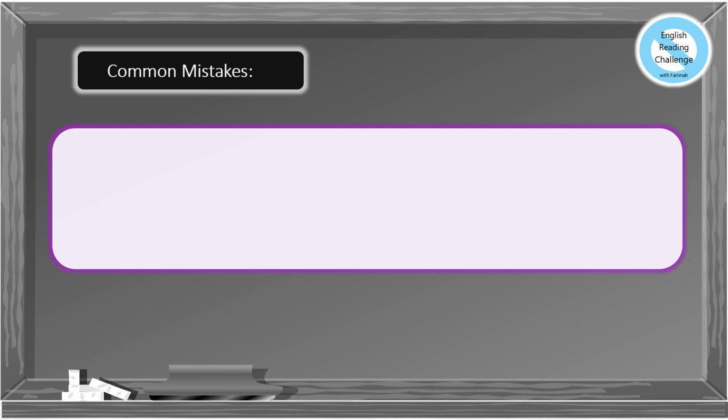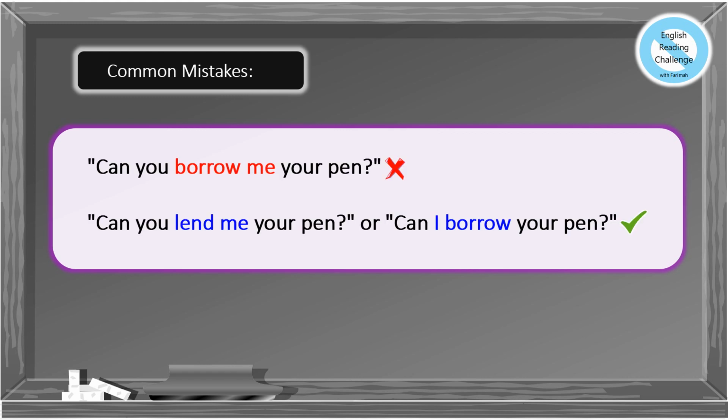Common mistakes related to the usage of borrow and lend often stem from confusion between the roles of the two words. Here are some common errors and tips to avoid them. Incorrect use of borrow and lend. For instance, saying "Can you borrow me your pen?" is incorrect. Instead, we should say "Can you lend me your pen?" or "Can I borrow your pen?"